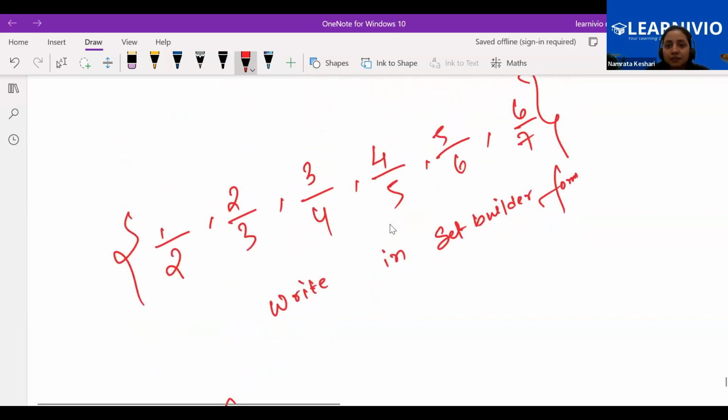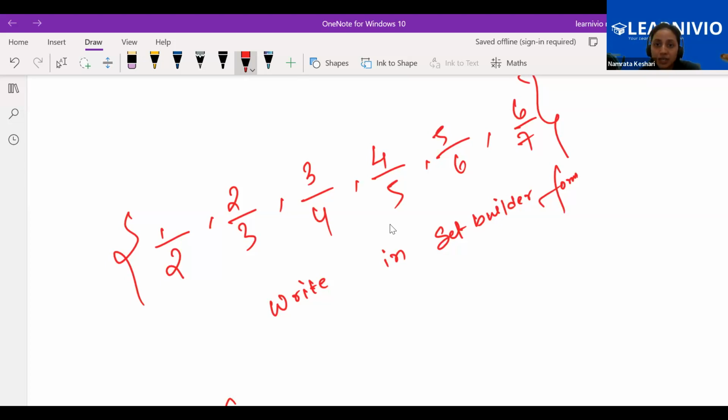Check it, fraction number. Just fraction number. Fraction number can be anything. It can be 8 by 9. It can be 5 by 12. So the pattern, are you noticing the pattern? Pattern we have to identify.